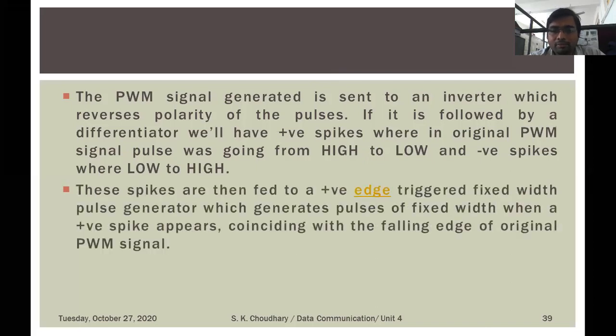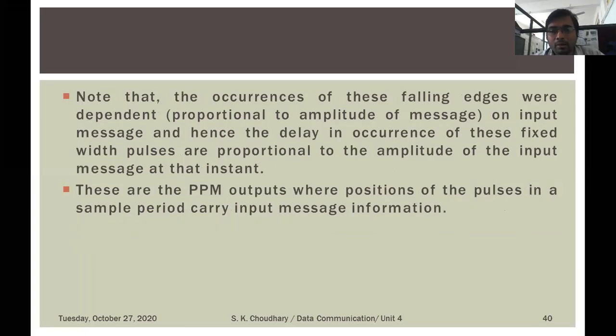These spikes are then fed to a positive edge triggered fixed width pulse generator. So these high to low and low to high spikes are fed to the positive edge triggered fixed width pulse generator, which generates pulses of fixed width. Now the width is fixed. In PWM, the width is variable depending upon the amplitude of the input signal. Only the positive pulses are generated because it is a positive edge triggered pulse generator.